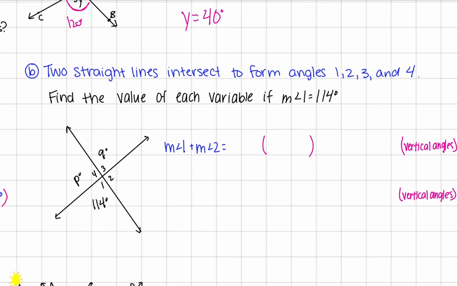Because they are supplementary angles, or angles on a straight line, they add up to 180 degrees. I know that angle 1 is 114 degrees plus the measure of angle 2 equals 180. Measure of angle 2 equals 66 degrees. Okay?